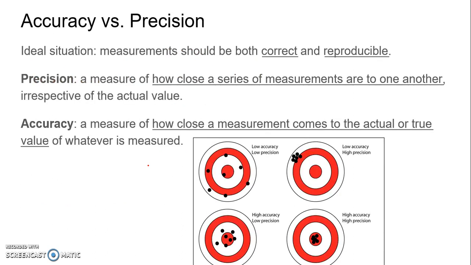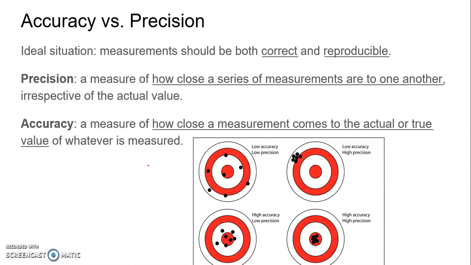Okay, now we move on to the next discussion, which is accuracy and precision. In scientific research, you would produce a lot of data, or you would do a lot of measurements. The ideal situation is that your measurement should be both correct and reproducible. What it means is that if you want to weigh exactly 2 grams of, let's say, table salt, every single time you measure, you should get exactly 2.0 grams of table salt. Now, that is the ideal situation.